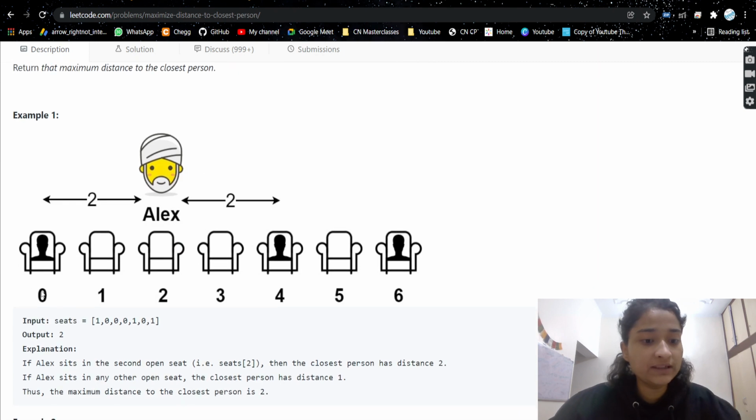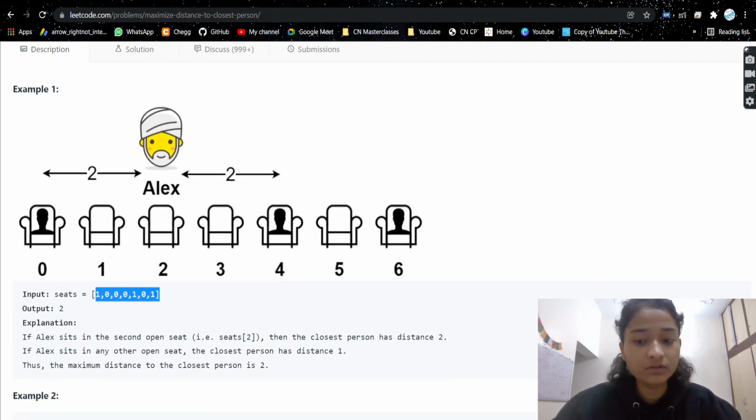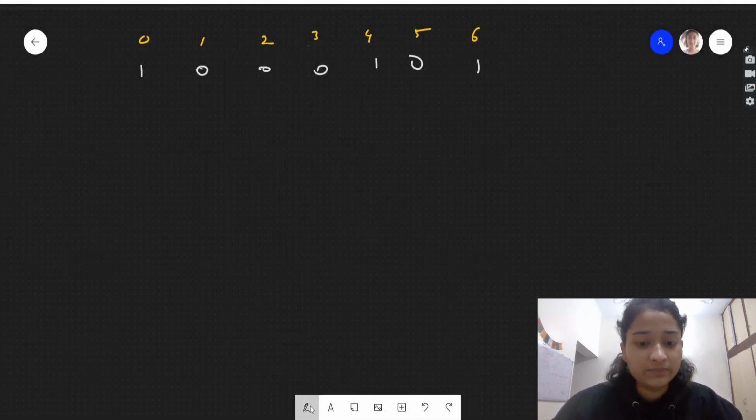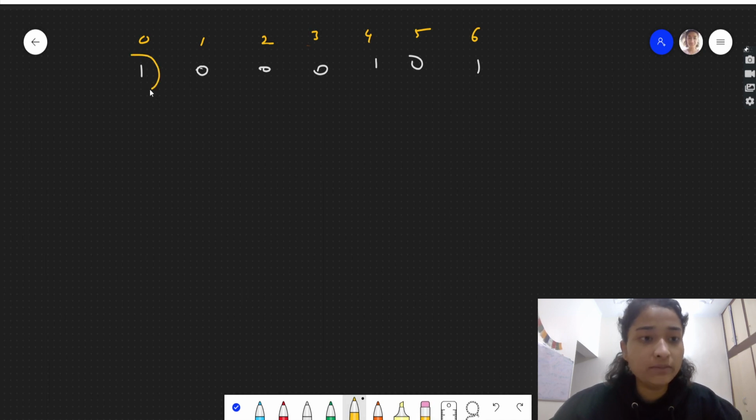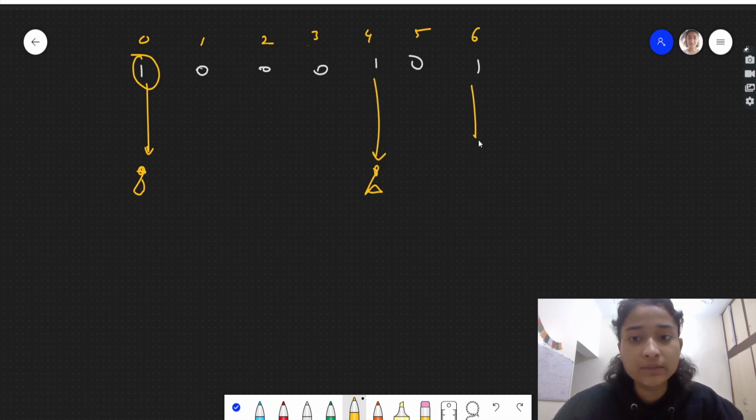So if we see this test case, this is the test case given. Means over here 1 means that here a person is sitting. Here a person is sitting, and wherever 1 is, that means a person is sitting, right? And wherever 0 is there, it means that seat is empty. This seat is empty, this seat is empty.